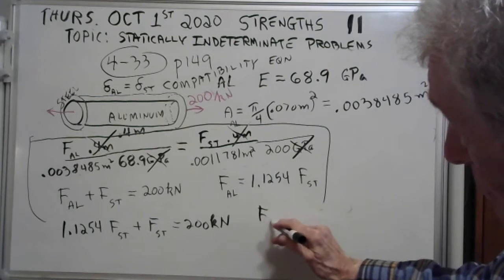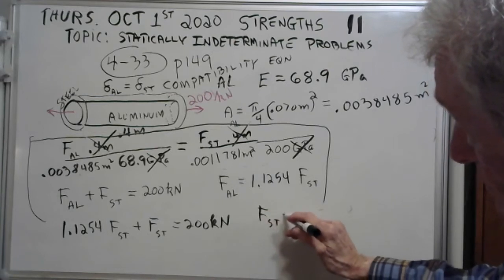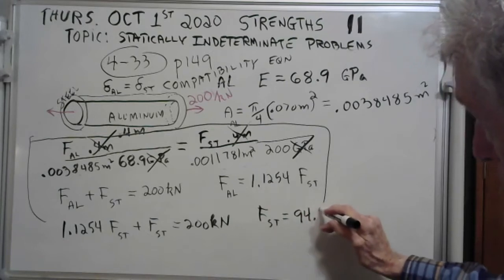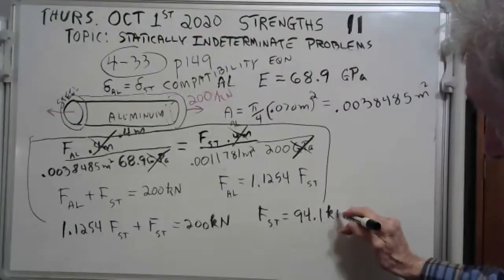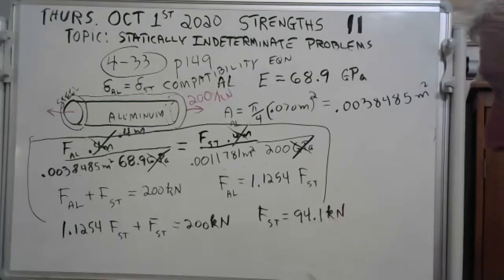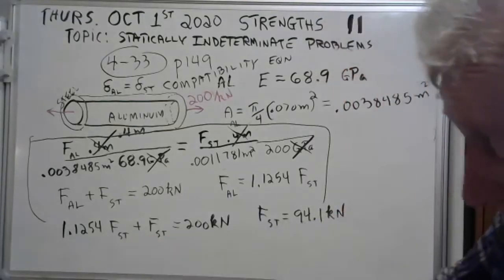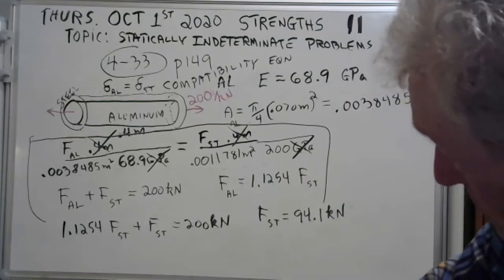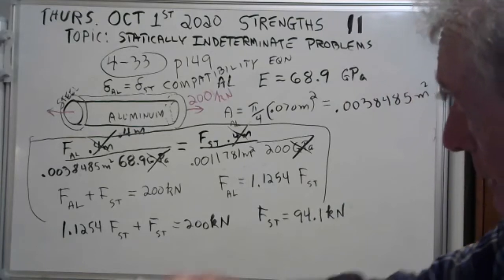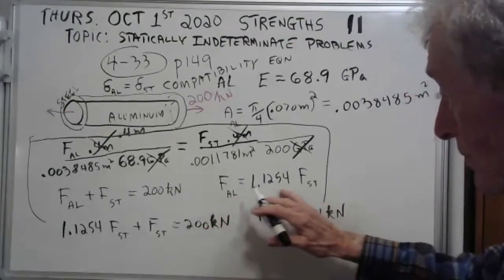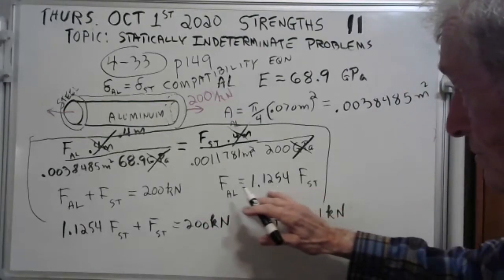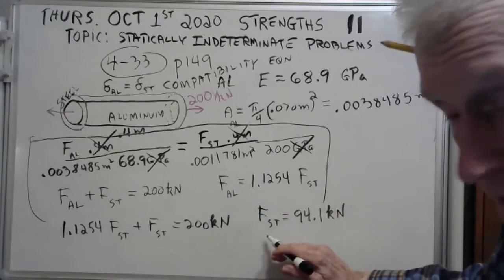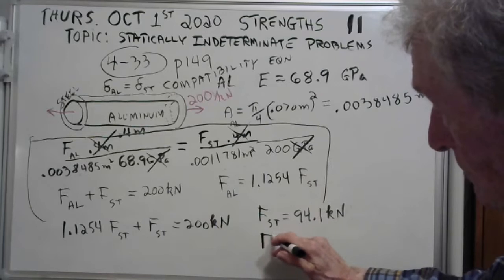I'm getting the force of the steel is 94.1 kilonewtons when you plug that in. And I'm waiting for an mm-hmm. Yeah, there's one. And now you can get the force of the aluminum. All you got to do is multiply that force of the steel. Is there room here? Not much, but there's enough.